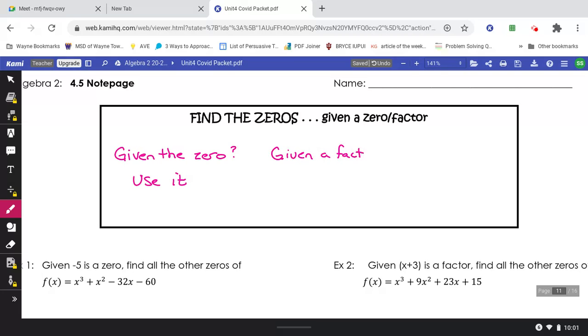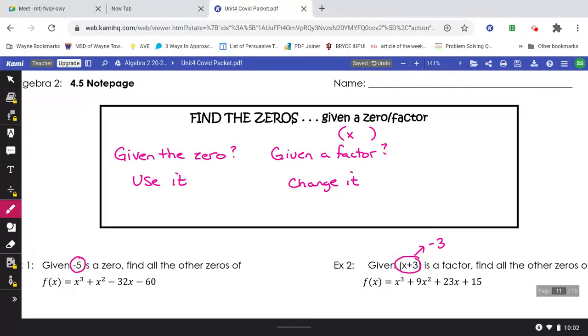If you're given a factor, you're going to change it. So for example, on problem number 1, -5, they give you your zero. You're going to use it, -5. But on example number 2, x plus 3, so the factors always come in the form x plus something or x minus something. So we're going to change that to a -3.